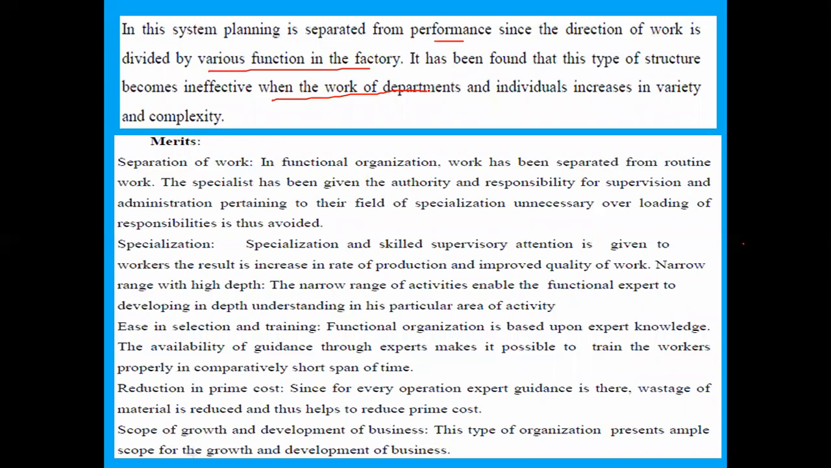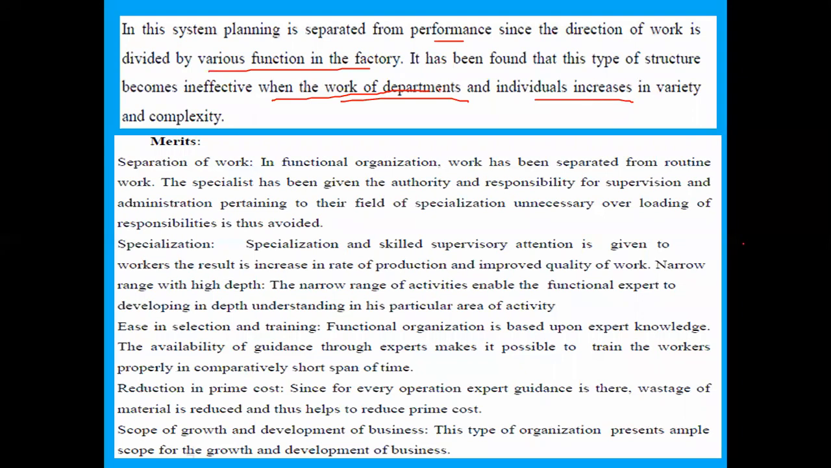So this functional organization is applicable only to some organizations and some businesses. Whenever you are going for multitasking or broad things, this type of functional system will not be totally used, right? Next, coming to the merits. See here, it has been found this type of structure becomes ineffective when the work of departments and individuals increases in variety and complexity. So whenever we have more designs, more products, or more policies, this functional organization is somewhat difficult and we have to plan for another solution.